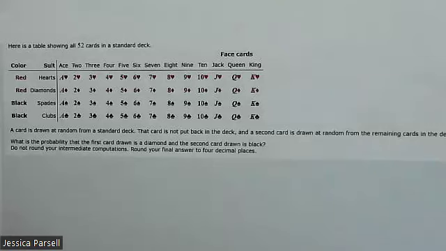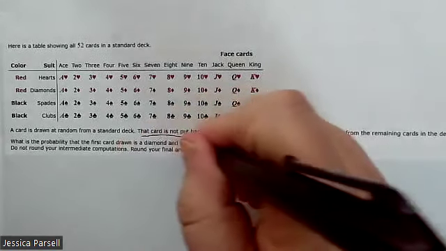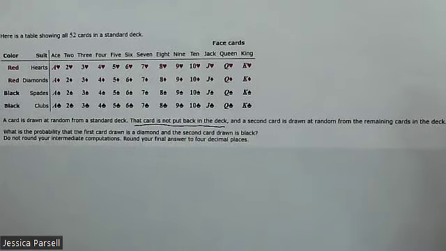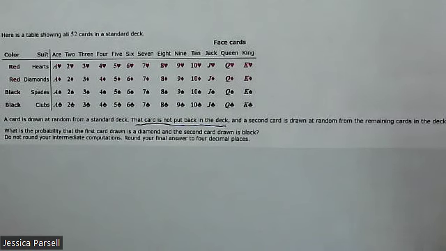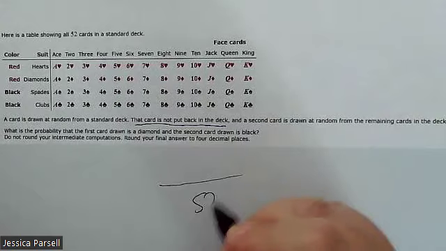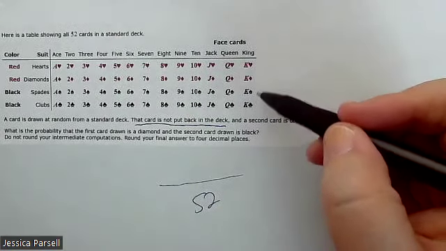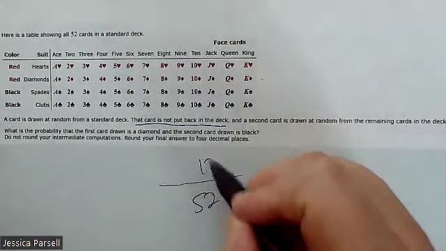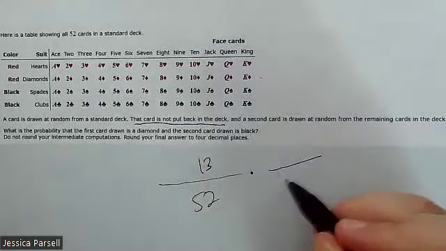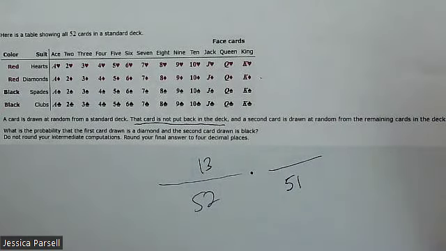Okay, here's a table showing all 52 cards. A card is drawn at random from a standard deck. The card is not put back into the deck, so beware. And then a second card is drawn. What's the probability that the first card is a diamond and the second card is a black card? Okay, first card a diamond. We know we got 52 fresh cards to look at. There are 13 diamonds. But now let's say you got that diamond. You did not put it back into the deck, so now our denominator is 51.